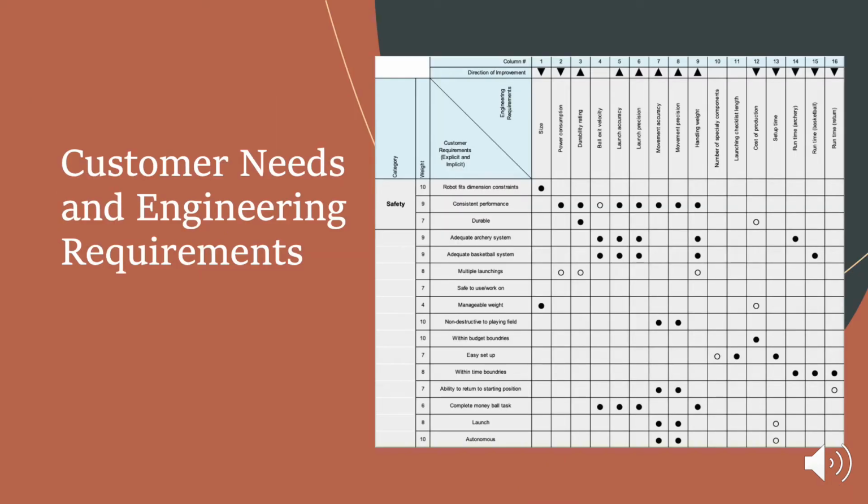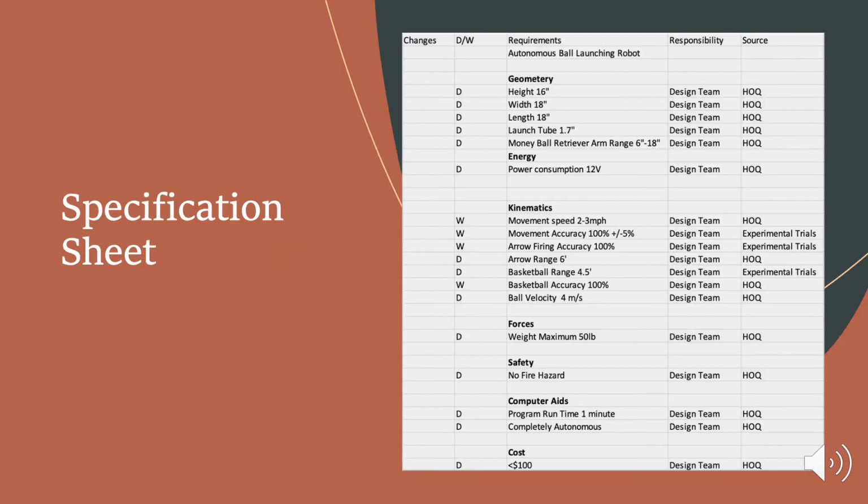Here is our HOQ showing our customer needs and engineering requirements, the most important ones being that the robot fits into the dimensions, that it's non-destructive to the playing field, it's within budget bounds, and is autonomous, because if any of that's wrong, it will get disqualified, and consistent performance, adequate archery system, and adequate basketball system, because that's how it actually scores the points. Associated with these are the engineering requirements such as size, runtime, launch accuracy and precision, and movement accuracy and precision.